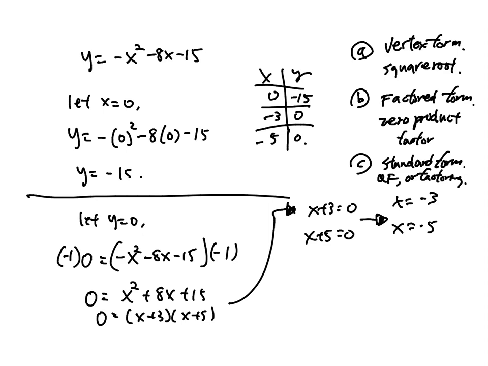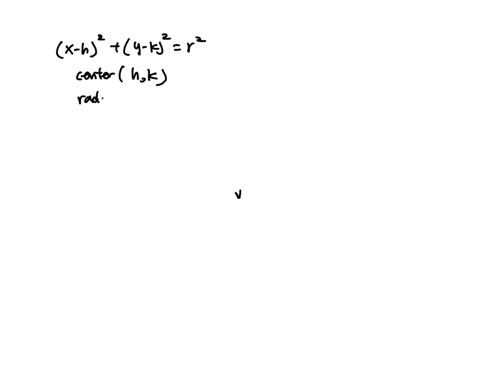All right, we're going to move on to circles. The formula you want to focus on for the circle is this: x minus h quantity squared plus y minus k quantity squared equals r squared. This formula tells you about the center of the circle, which is h and k, and the radius, which is r.